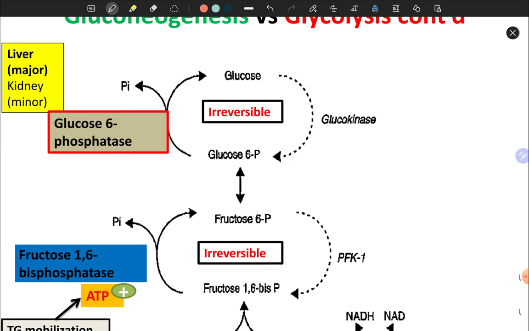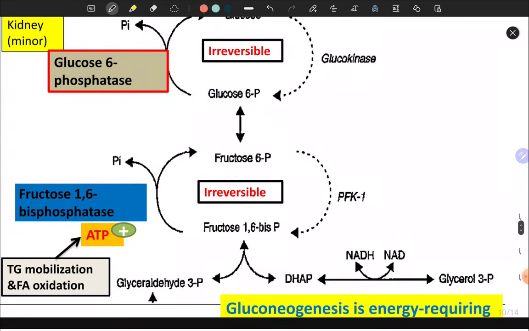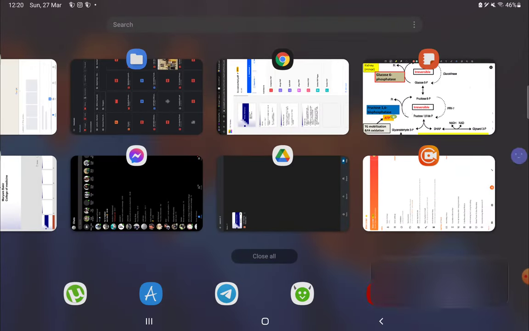Okay? And then we have fructose 1,6-bisphosphate divided into dihydroxyacetone phosphate, which will generate glycerol or can be interchanged for glyceraldehyde-3-phosphate.